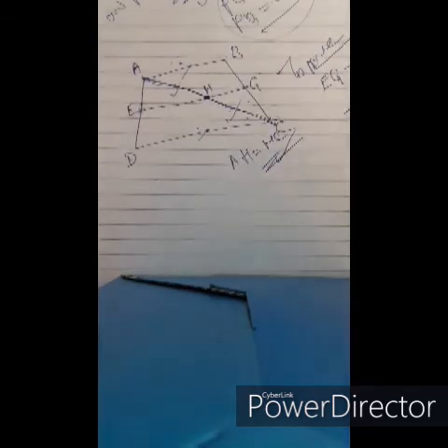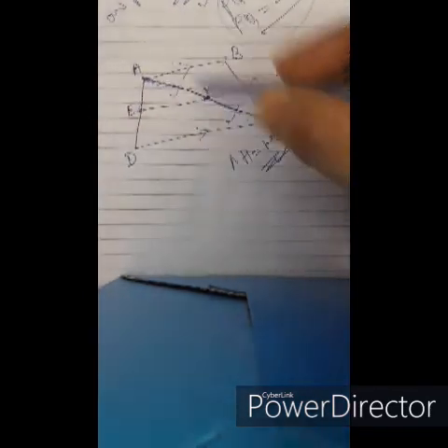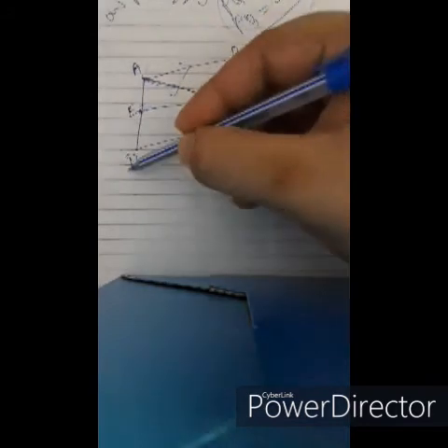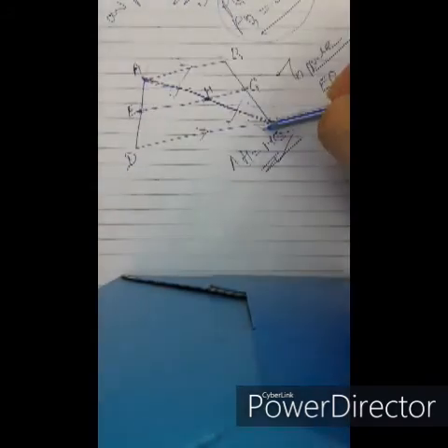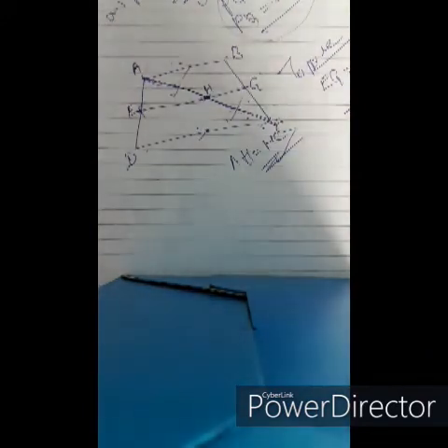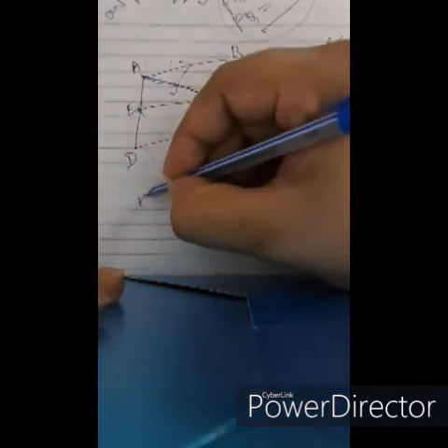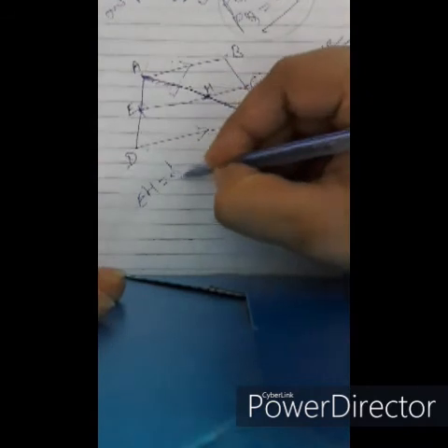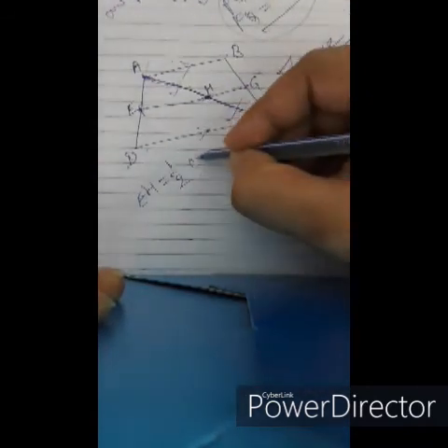So we get AH equals HC. So E is the midpoint of AD, H becomes the midpoint of AC, and EH is parallel to DC. That makes EH equals half of CD.